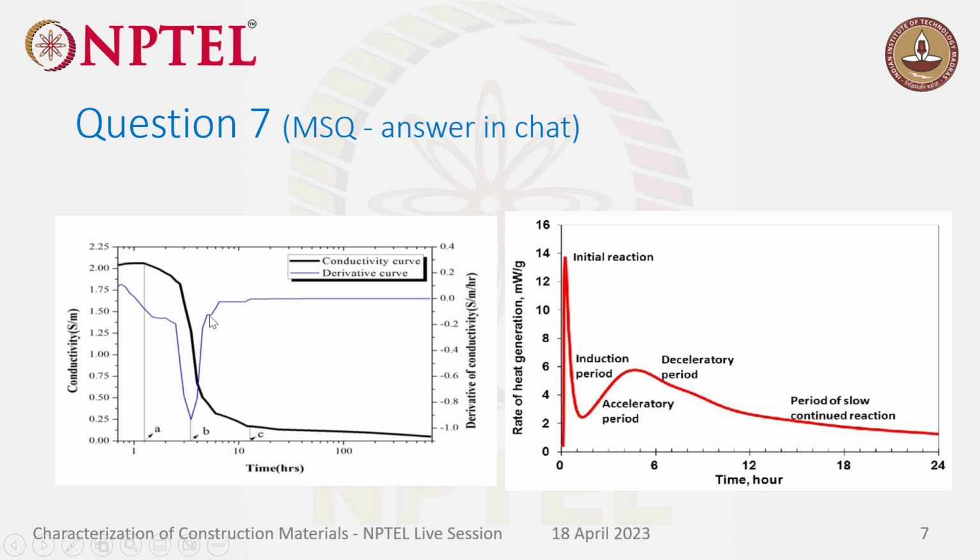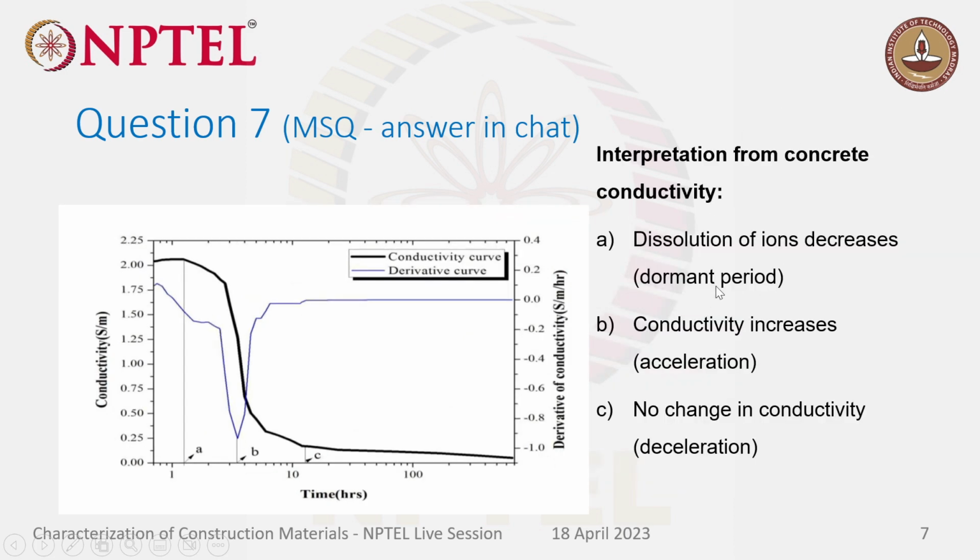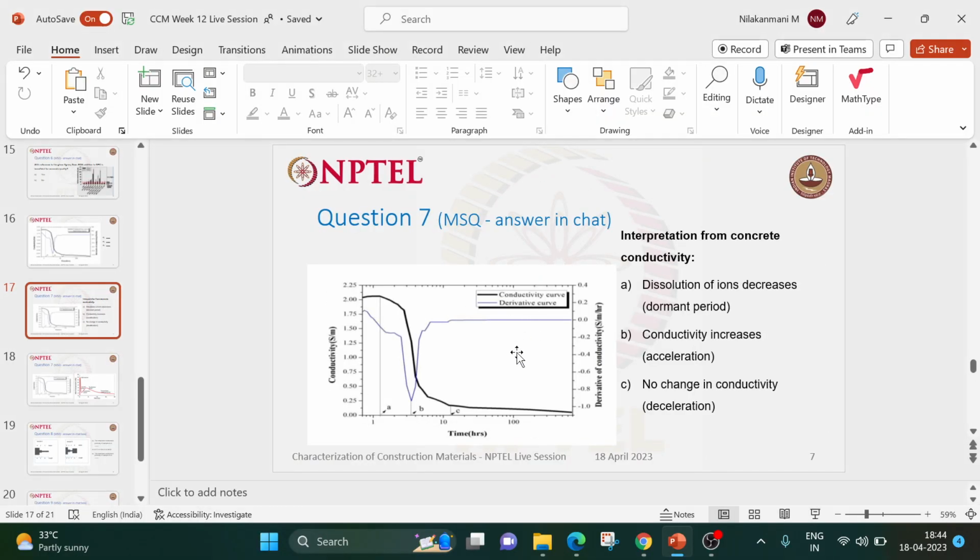So this is the solution for the previous question. The dissolution of ions is decreasing here. This is the dormant period, and followed by it the conductivity increases, which means the accelerated period, and then there is no change in the conductivity. This can be understood as the deceleration period, followed by the slow reactive phase, if you see both these curves.